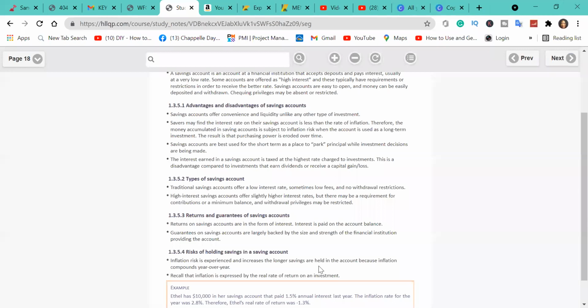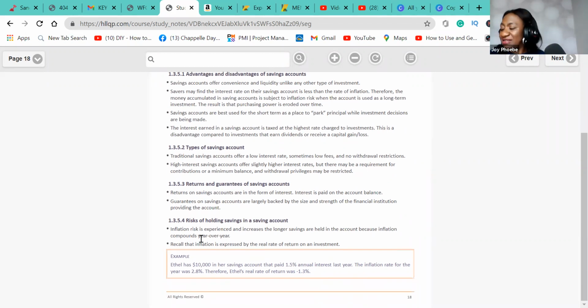And then let's move on to types of savings. There's the traditional savings account that offers low interest rates, right? And then there's the high interest savings account that offers high interest rates, depending on your contributions. All right. So let's look at returns and guarantees of a savings account. Are there any returns and guarantees on a savings account?